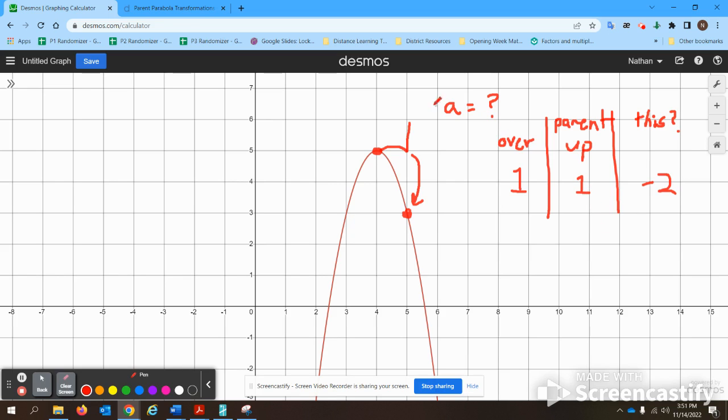So the way we transform a parabola using a leading coefficient is by multiplying the vertical distances. So we basically take this number and we say, what times a gives us negative 2? 1 times what gives us negative 2? Well, you can see it's already solved for us. A is negative 2. So in this parabola, the vertical distances are negative, and they are twice as far. So instead of going up 1, we go down 2.